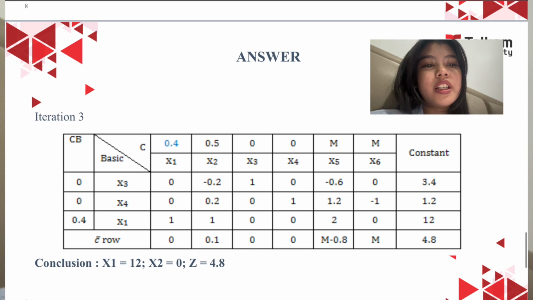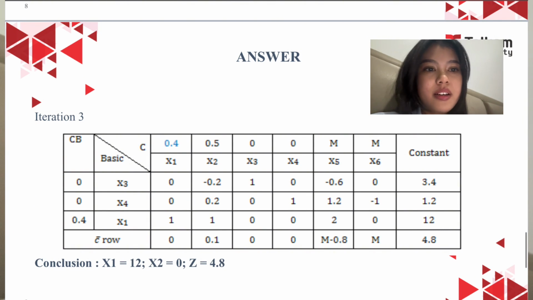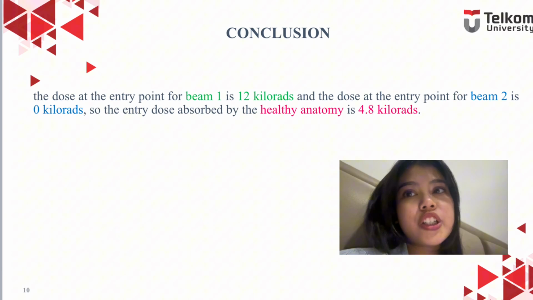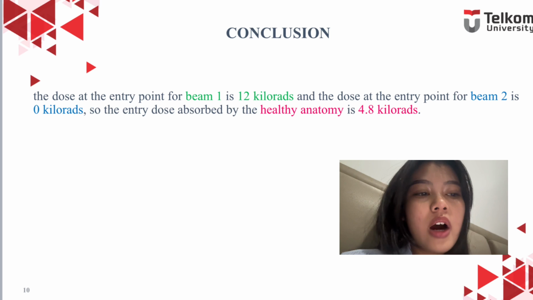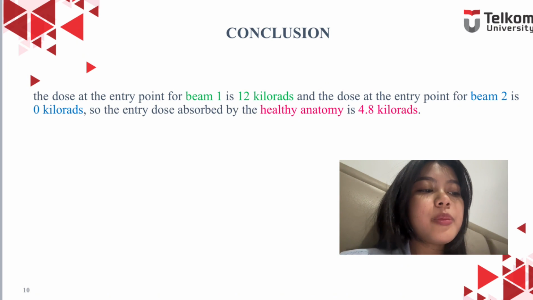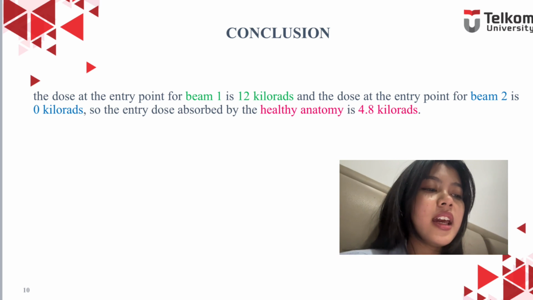So this is for iteration 3, and we have the conclusion, that is x1 is equal to 12 and x2 is equal to 0, and also z is 4.8. So the conclusion is the dose at the entry point for beam 1 is 12 kilowatts, and the dose at the entry point for beam 2 is 0 kilowatts. So the entry dose absorbed by the healthy anatomy is 4.8 kilowatts.